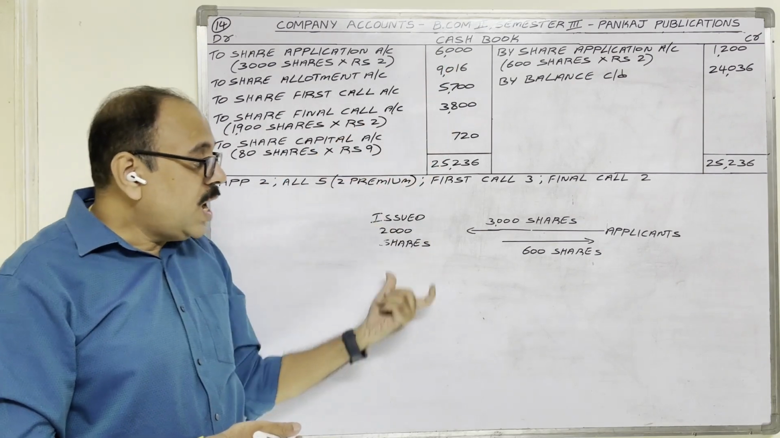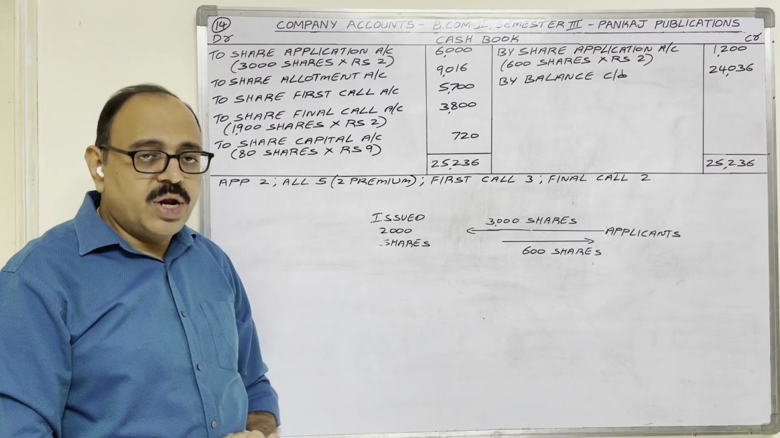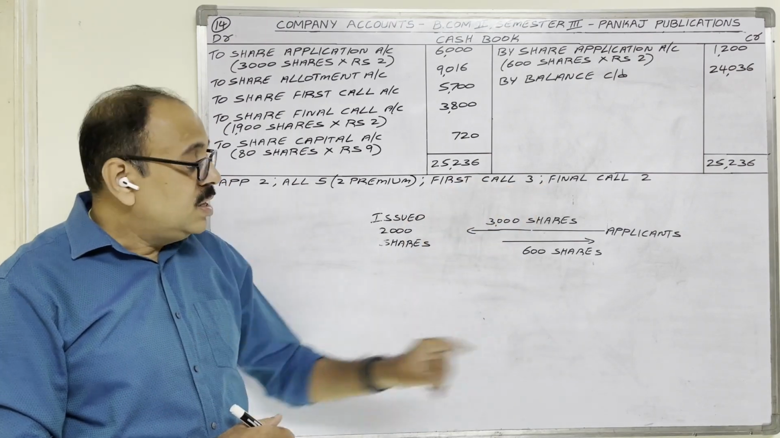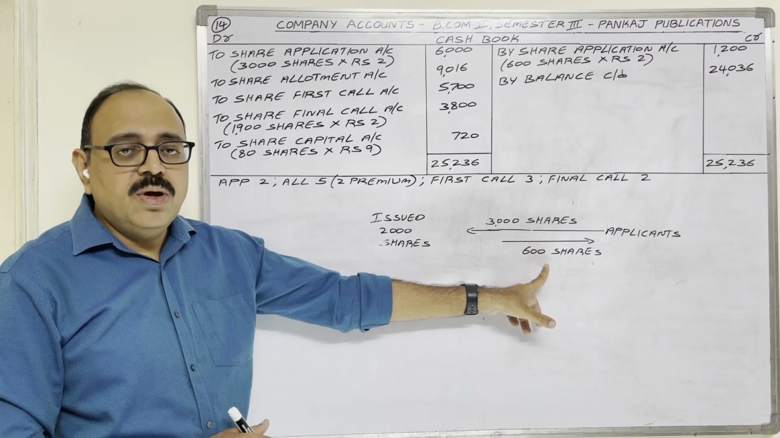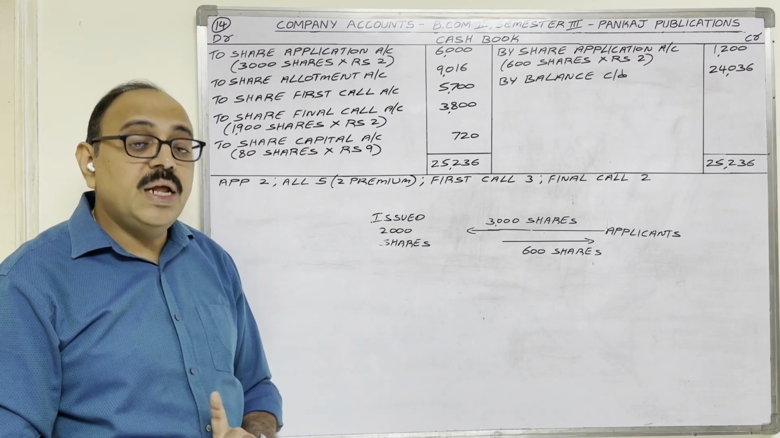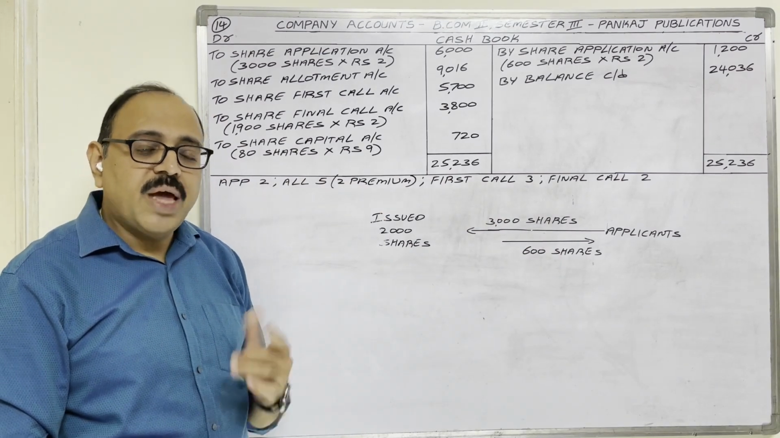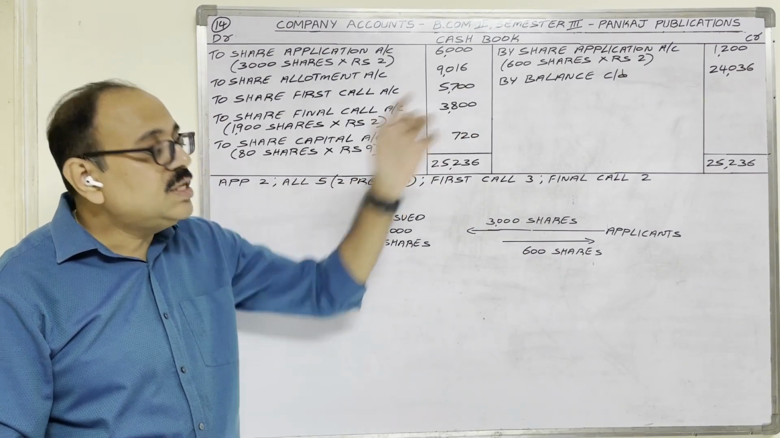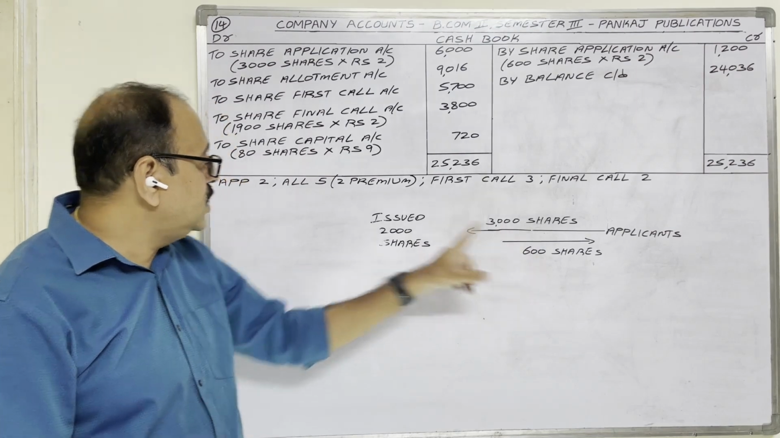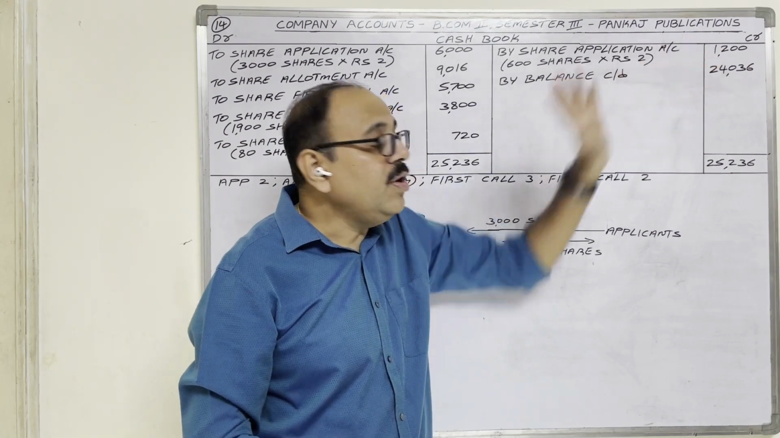Next, to the applicants of 2400 shares, the company made allotment on a pro rata basis. Then what about the other applicants? 3000 minus 2400, 600 shares, some people also applied, no? On these shares, there is no allotment. So indirectly the meaning is the company returned the application money related to these 600 shares. So from the firm cash is going, this is a cash payment, and it should come on the credit side. On the credit side, by share application account, on 600 shares at the rate of 2 rupees each, the company is returning application money, no? 1200 on the credit side.